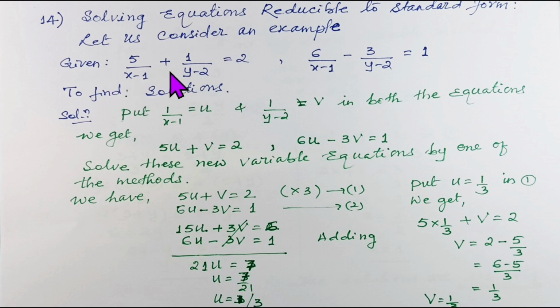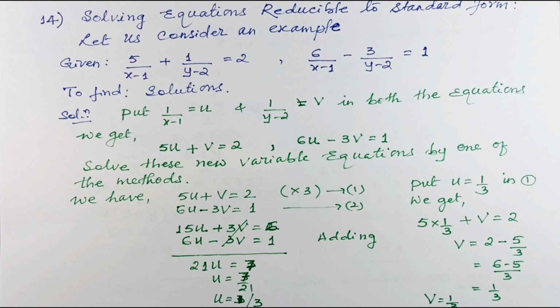We can find the LCM of the denominators and then multiply throughout, simplify, and get a pair of linear equations in two variables. So we get two equations which are linear equations in two variables. Then go for any one of the methods of solving the equations.